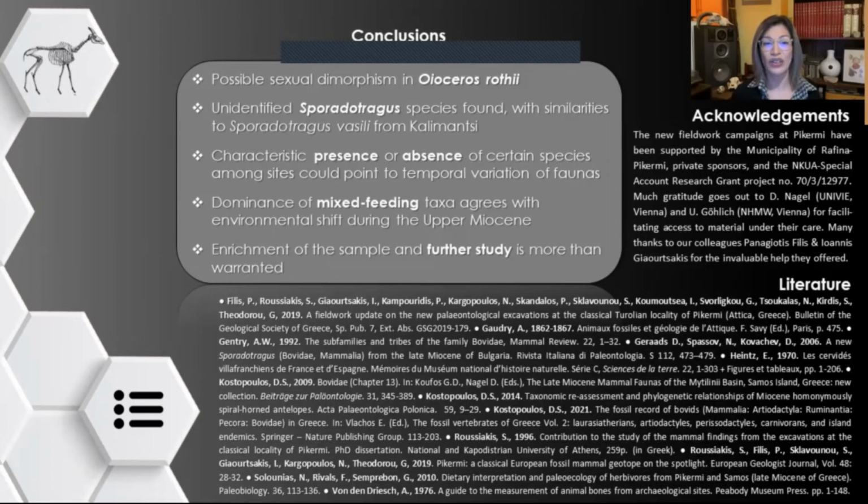The differentiation in bovid species content from site to site, including the historical site, could point to temporal fluctuations of the faunal composition in the locality. No apparent conflict with existing paleoecological reconstructions of the locality, which indicate the transition from closed woodland-type environments to open savanna-type ones, could be found. All of the above constitute preliminary observations, and further study is shown to be more than warranted.